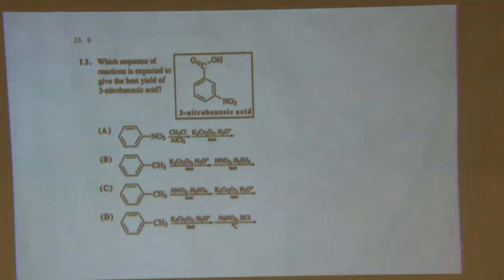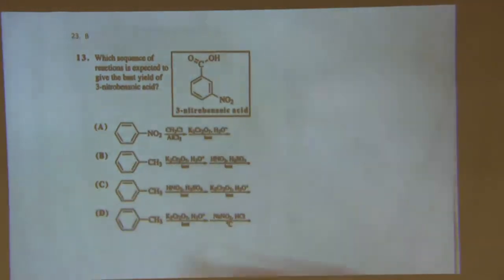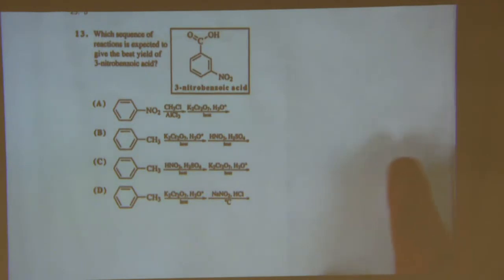But okay, which sequence of reactions is expected to give the best yield of 3-nitrobenzoic acid? So we're trying to make this 3-nitrobenzoic acid, and these are our different mechanisms. Okay, so let's look at A. Do you guys like A? Why not? So is NO2 an electron withdrawing group or donating group? So it would add meta, right? But what's wrong with it?